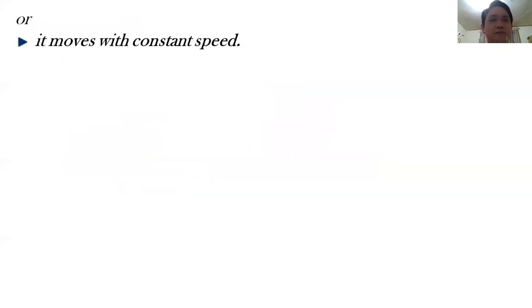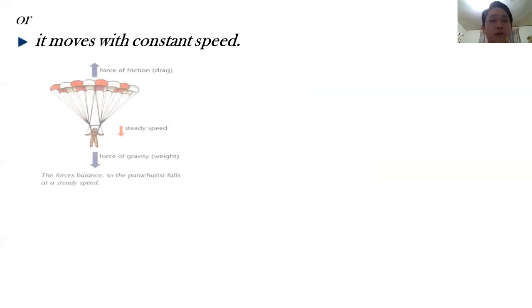Now, the body can also move with constant speed. As you can see, there is a force of friction or drag, and also the force of gravity, which is your weight, and the speed is steady. So the forces are balanced. The parachutist falls at a steady speed. That also happens when a body moves with constant speed.